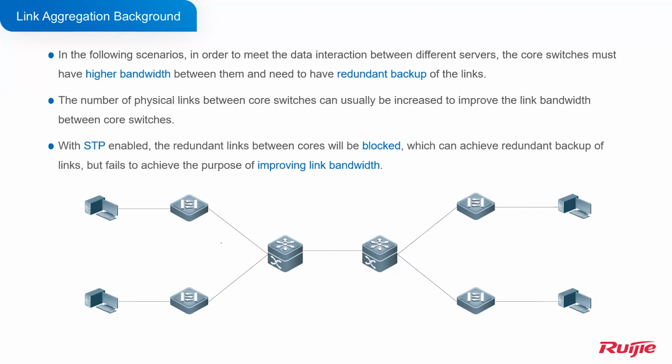But if we only add a physical link between these two switches, for example, like this, we should use STP to prevent the layer 2 loop between these two switches. And once we use STP, the redundant link between cores will be blocked, which can achieve redundant backup of links, but fails to achieve the purpose of improving link bandwidth. Because even if you have two physical links between these two core switches, there is only one link that is active, and the bandwidth is actually unchanged.